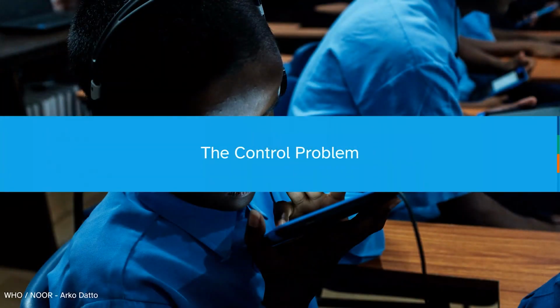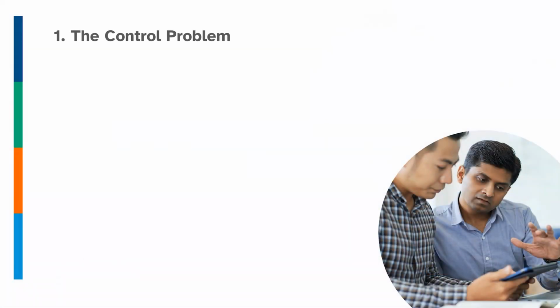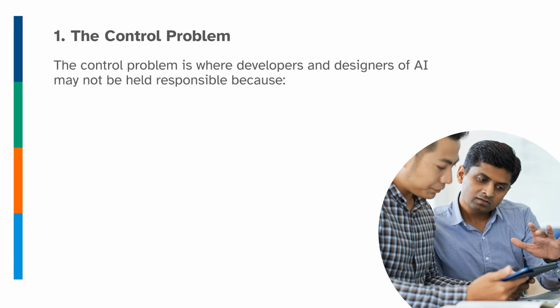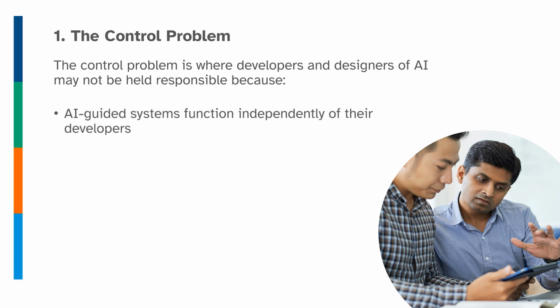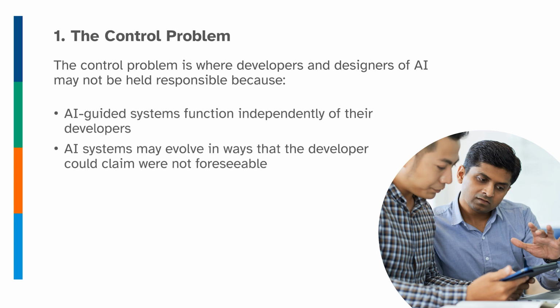The control problem. The AI control problem is a challenge to assigning responsibility. The control problem is where developers and designers of AI may not be held responsible because AI-guided systems function independently of their developers, and AI systems may evolve in ways that the developer could claim were not foreseeable. This creates a responsibility gap which could place an undue burden on a victim of harm or on the clinician or healthcare worker who uses the technology but was not involved in its development or design.